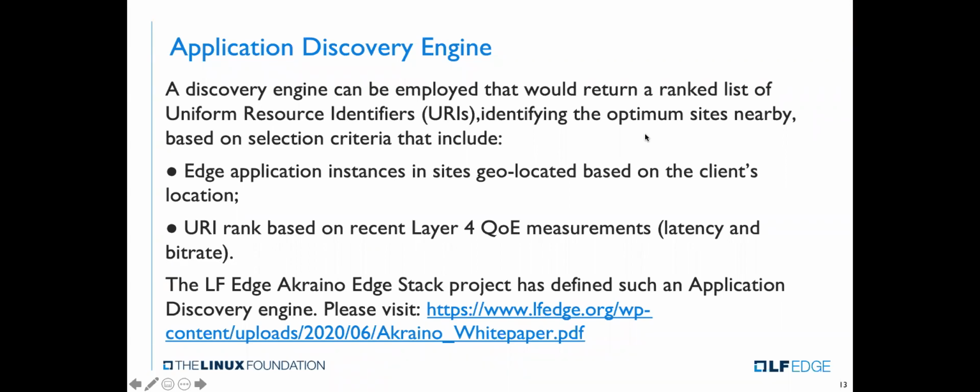But the idea is very simple. This backend discovery engine would be figuring out what is the optimal site to go to based on layer 4 quality of measurements, which is a pretty standard way developers can consume, and also the nearness, right? And that would allow a healthy discovery structure across these mobile devices.